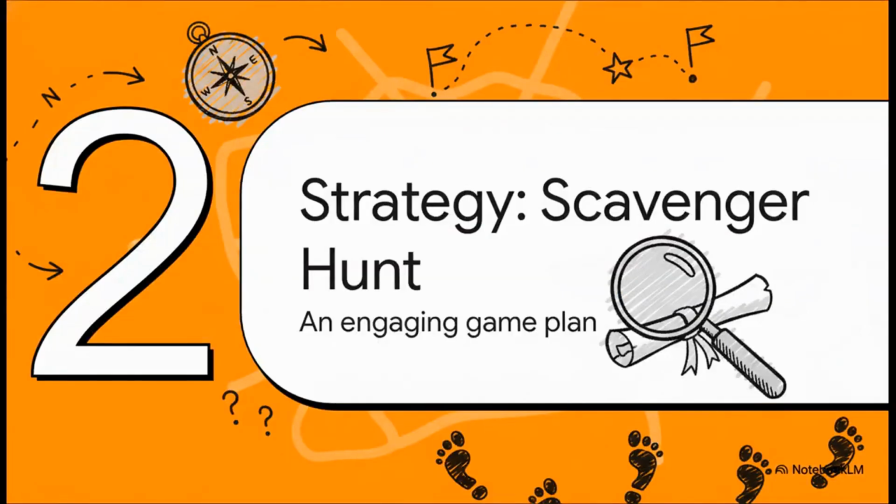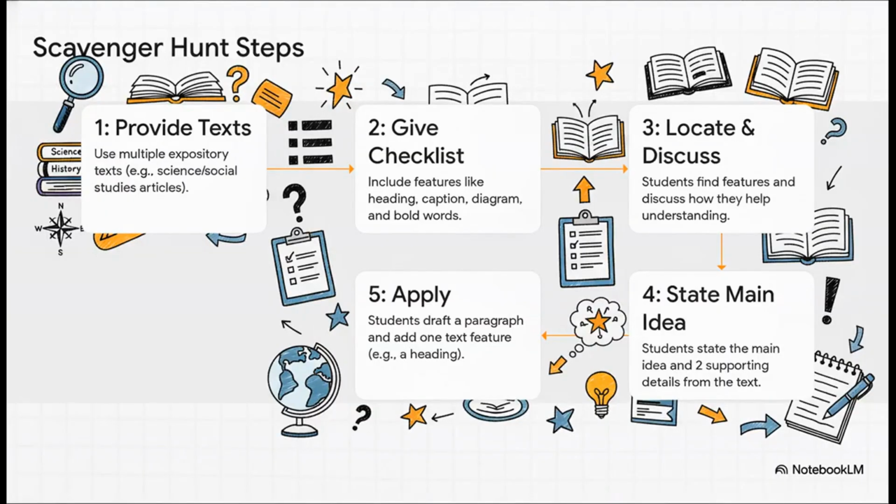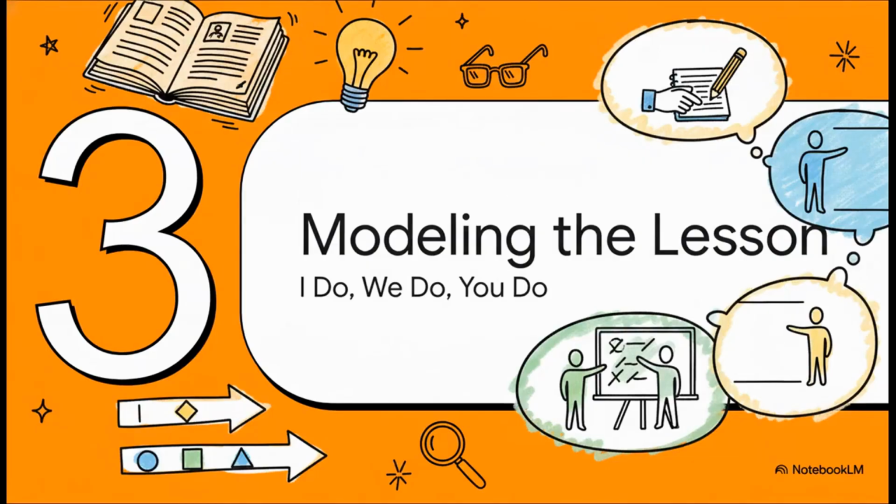Now for the really fun part. Let's talk strategy. We're going to turn this standard into a super engaging classroom activity that makes all these concepts stick. Yep, we're going on a scavenger hunt. This 5-step text feature scavenger hunt is a fantastic hands-on way to make abstract ideas feel totally concrete. By having students physically locate and label features like headings and captions, you're teaching them that these things aren't just decorations on the page. No, they're actually tools, road signs that authors use to guide the reader right to the main idea.